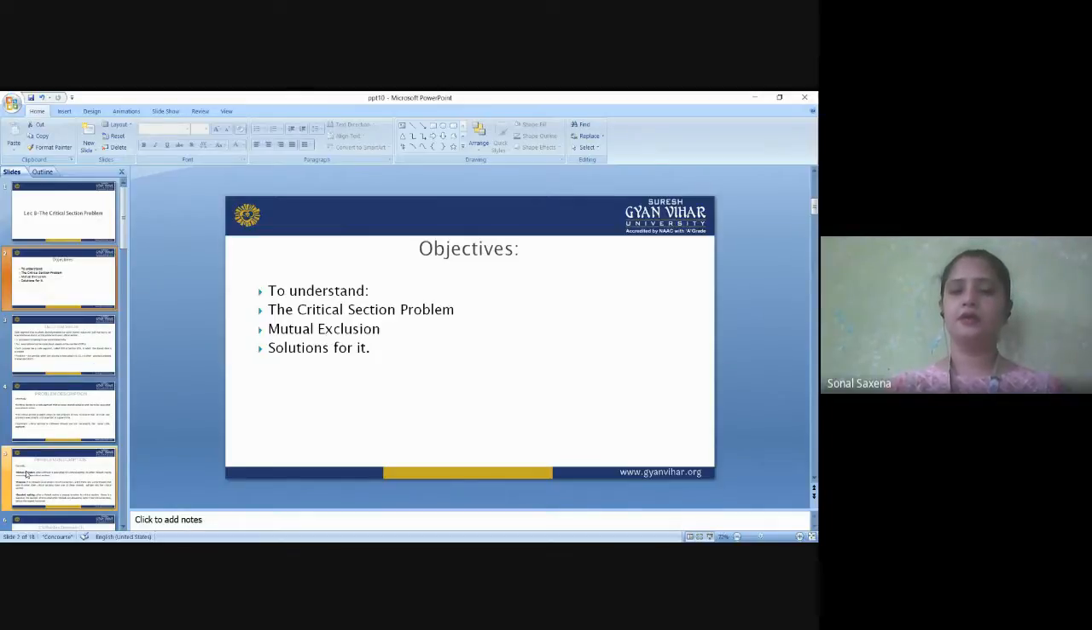And for that, the important point that we have seen is mutual exclusion, because every critical section has to work upon mutual exclusion. It should always be mutually exclusive. And for achieving this mutual exclusion, and for successfully executing the critical section, we need to derive some solutions. So we have seen the critical section problem, mutual exclusion, and the solution of it. I hope this lecture was clear to you.